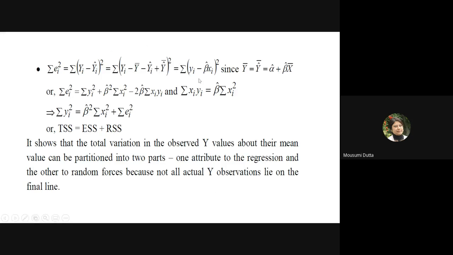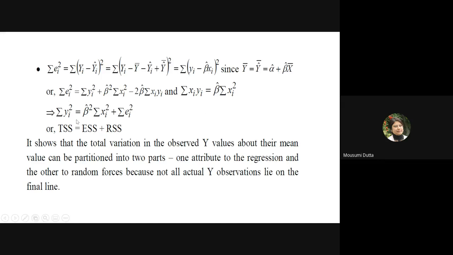This can also be written as: capital Yi minus Y bar can be replaced by small yi, which is beta hat times capital Xi minus X bar, appearing from this Yi hat minus Y hat bar component. So it is beta hat into capital Xi minus X bar, as we got earlier. So it is also beta hat into small xi, because capital Xi minus X bar is nothing but small xi. So we can write this in this format too.